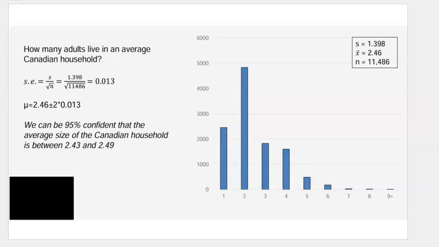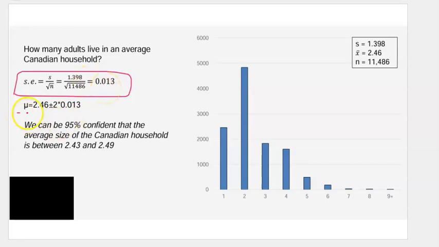Now let's see the real practice. How many adults live in an average Canadian household? You have here the average is 2.46, and then you have the standard deviation and the total number of participants. That is the formula to obtain the standard error: the square root of the sample size in the bottom, divided into the standard deviation 1.398, and you obtain the standard error.